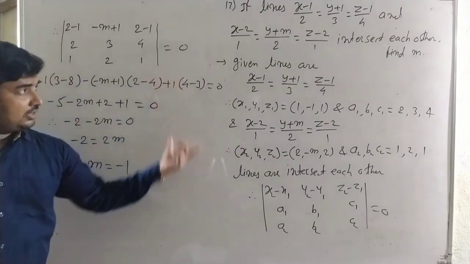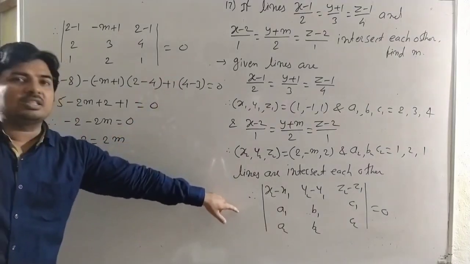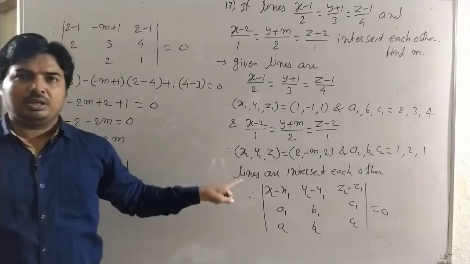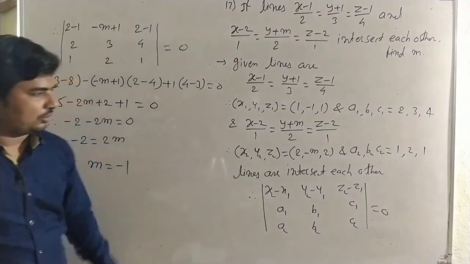Okay, here see carefully, if the lines intersect, then this condition holds: a2 bar minus a1 bar dot b1 cross b2 is equal to 0. Okay, see carefully.